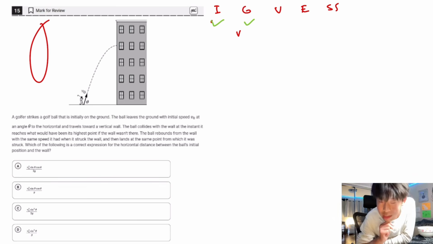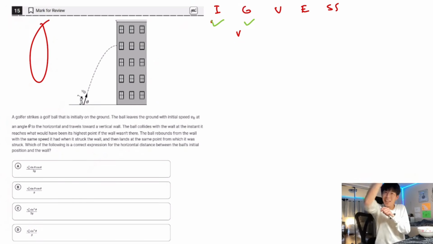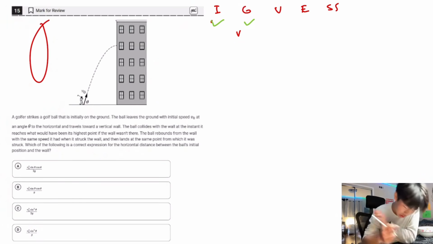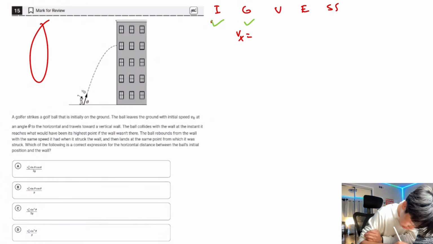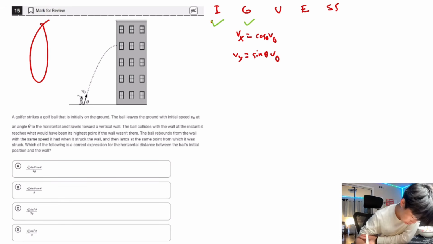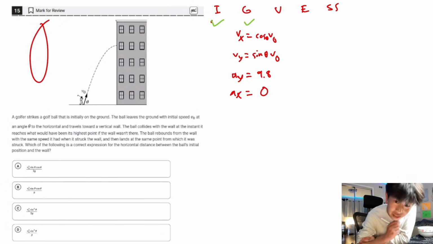Guys, what would I say about sine? Sine is vertical, and cosine is horizontal, so we know that Vx equals V0 cosine theta, and Vy equals V0 sine theta. Anyway, what else? We know that Ay equals 9.8, Ax equals 0 because there's no acceleration. There's never acceleration horizontally. What else?